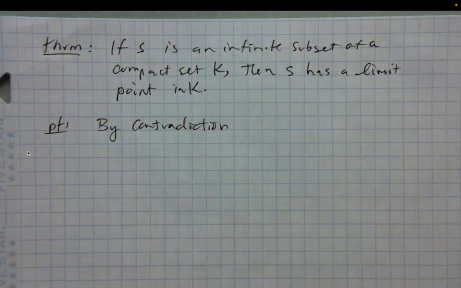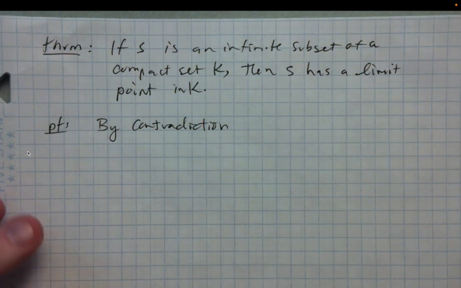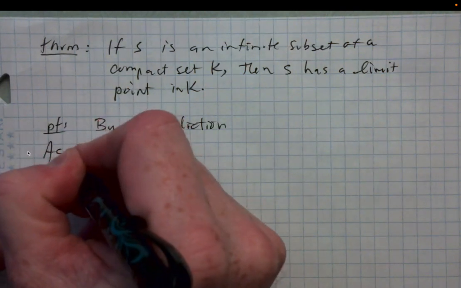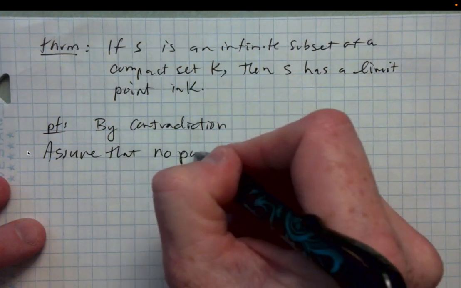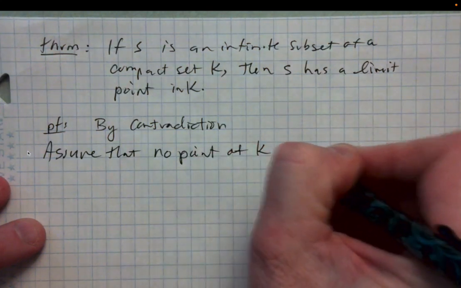A lot of the theorems in this section have very interesting proofs. Sometimes proofs are straightforward and just follow the definitions. These are pretty creative, so not only are you learning about compact sets, but also some interesting proof techniques. So here's a proof by contradiction. Let's assume that no point of K is a limit point of S.